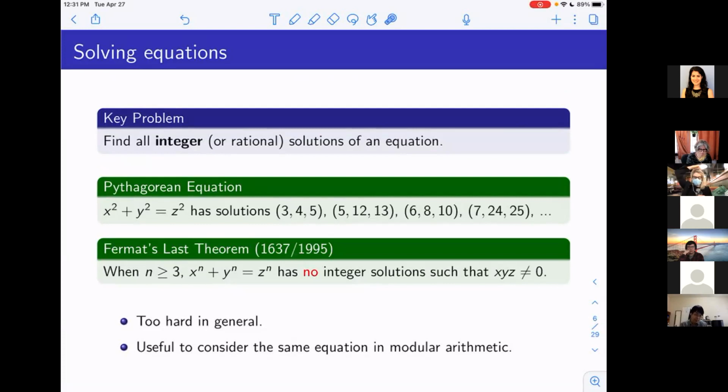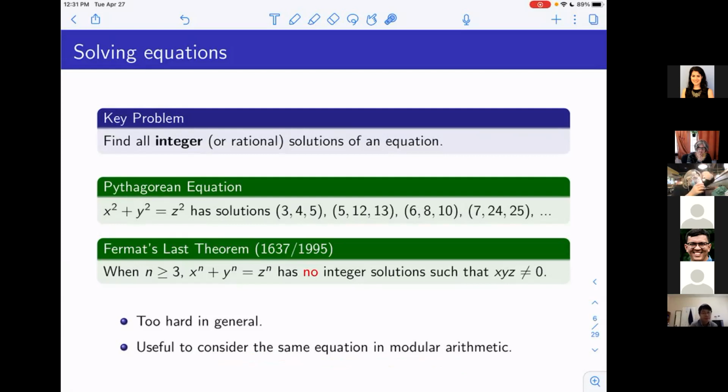And as you can see in this example, you just change the equation a little bit and then it becomes almost impossibly difficult. And you can consider all kinds of equations, right? These are just examples, but you can consider equations or a system of equations in several variables. And in general, it's simply too hard. But the point of my talk today is that we can still get a handle on these equations if we consider the same equation in modular arithmetic.